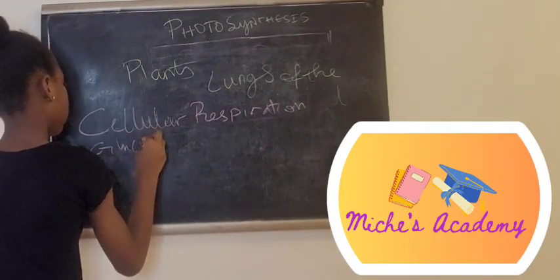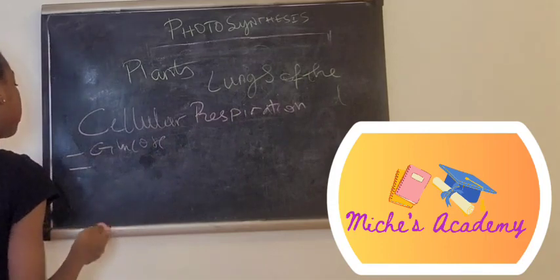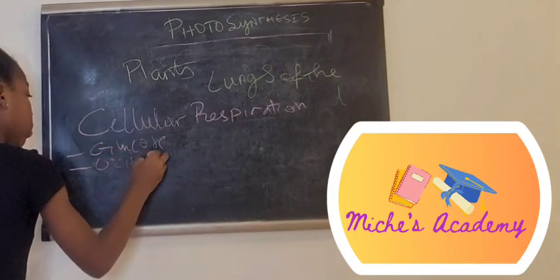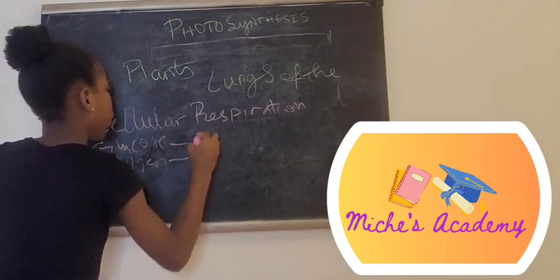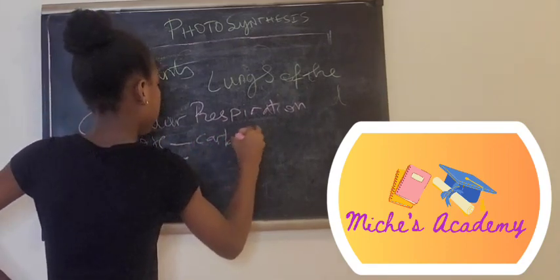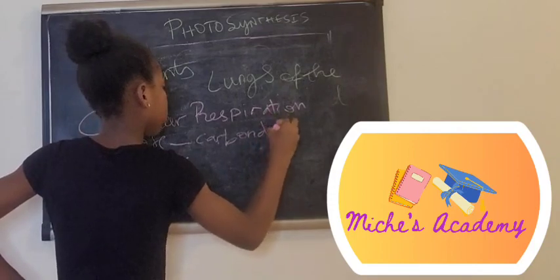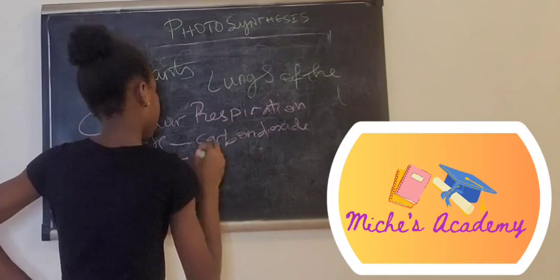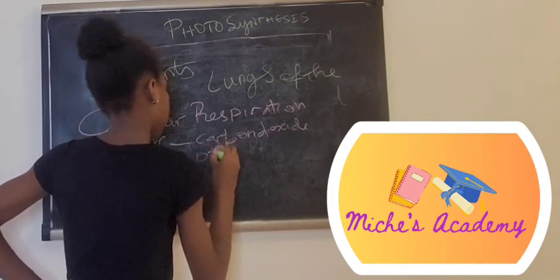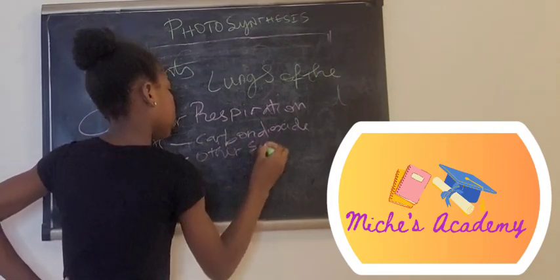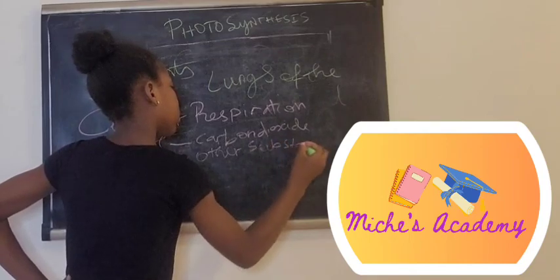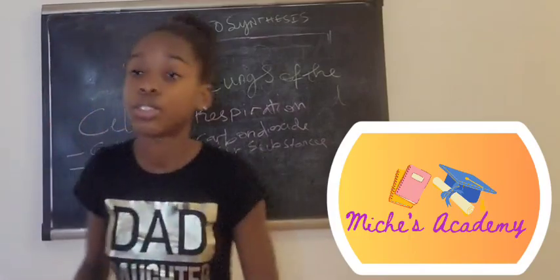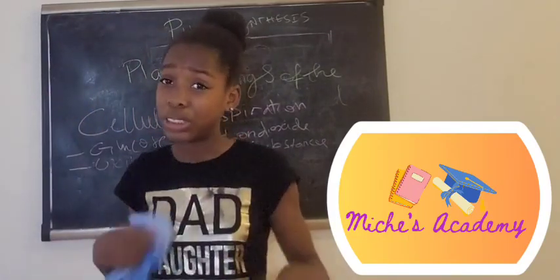Cellular respiration turns glucose and oxygen back to carbon dioxide and the other substances. So, as you can see, they are the exact opposite.